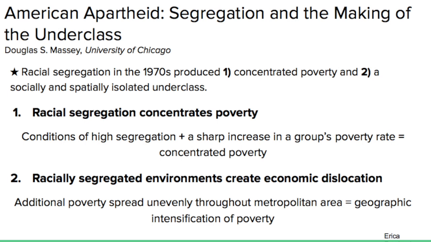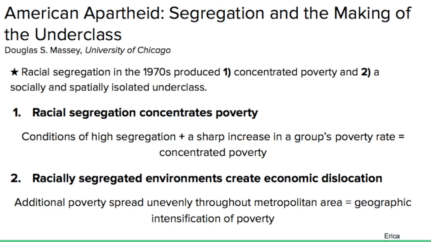One of the readings we were assigned to read was called American Apartheid, Segregation and the Making of the Underclass by Douglas S. Massey from the University of Chicago. The goal of Massey's writing is to supplement William J. Wilson's theory that powerful economic and demographic forces transformed the social environment of the inner city during the 1970s. In his writing, he argues that the beginning of concentrated poverty and the creation of the socially and spatially isolated underclass were actually due to the racial segregation of the 1970s.